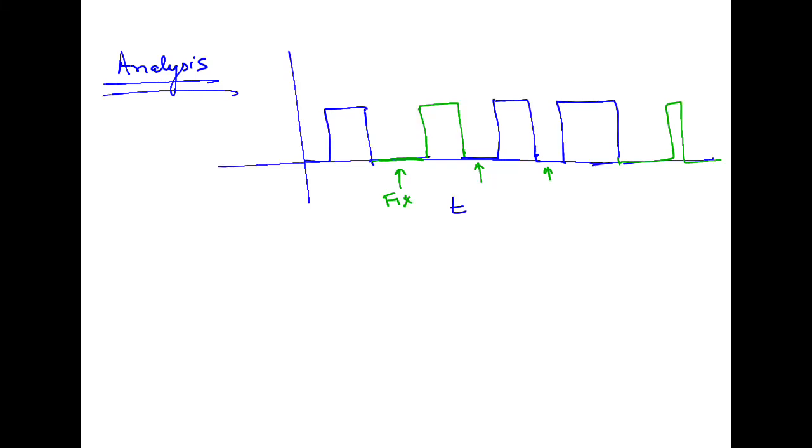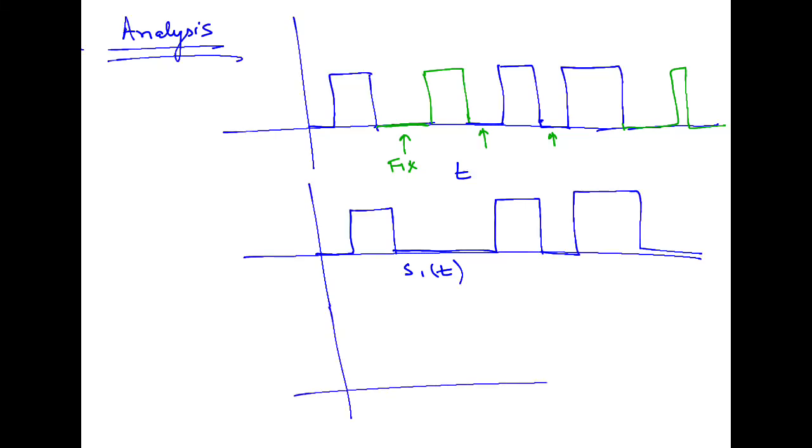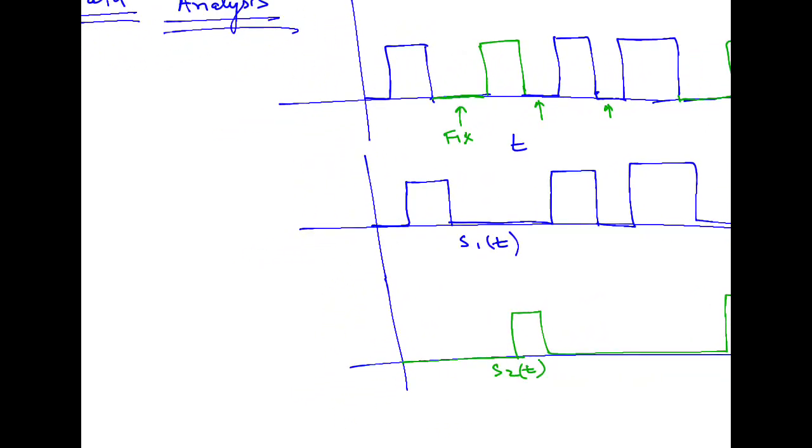Okay, so let's bifurcate this into two pictures. One would be something like this, the blue one, and let's call this S1T. This is the trial 1 presentation. And the other picture we can bifurcate as the green one, something like this, and let's call this S2T. And this is 0, this is 0, this is 1, this is 0, this is 1, okay?